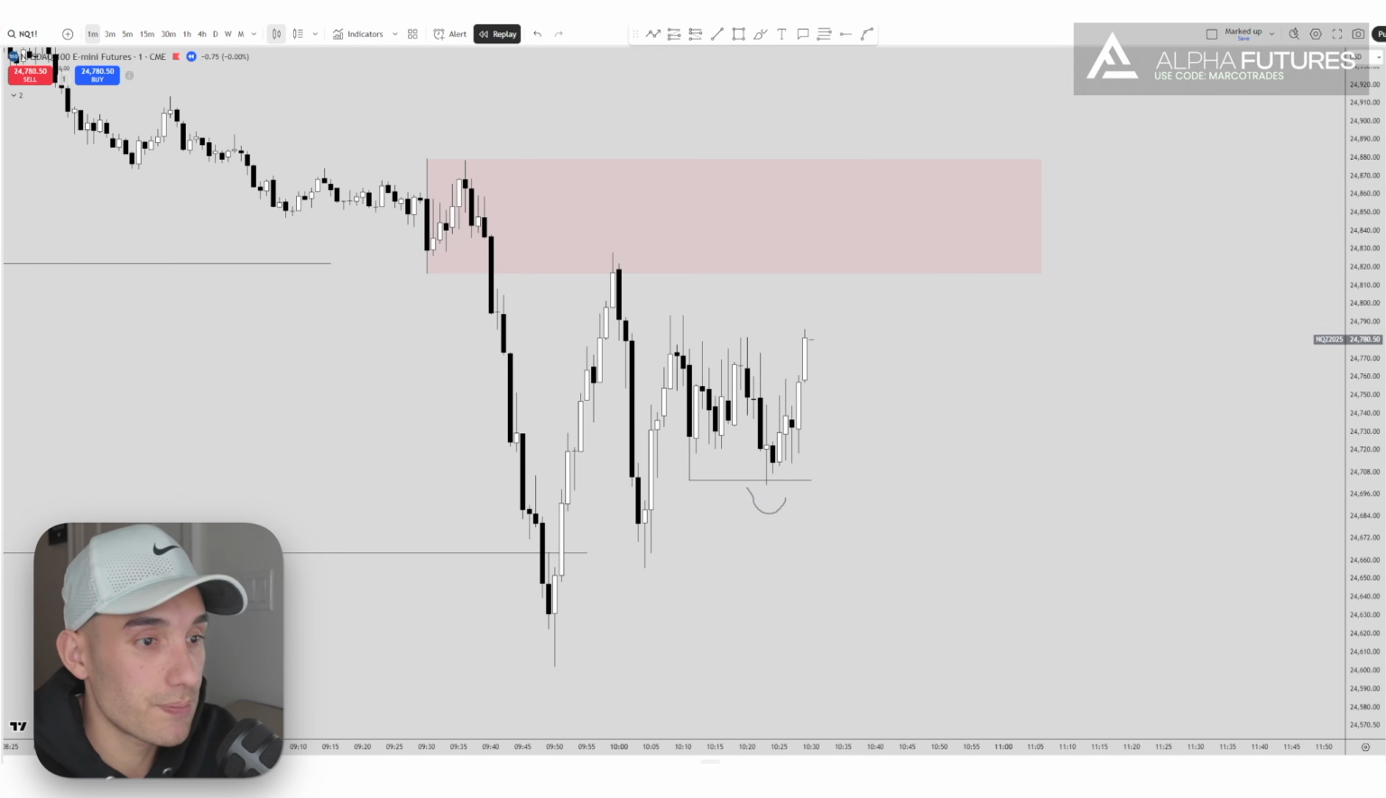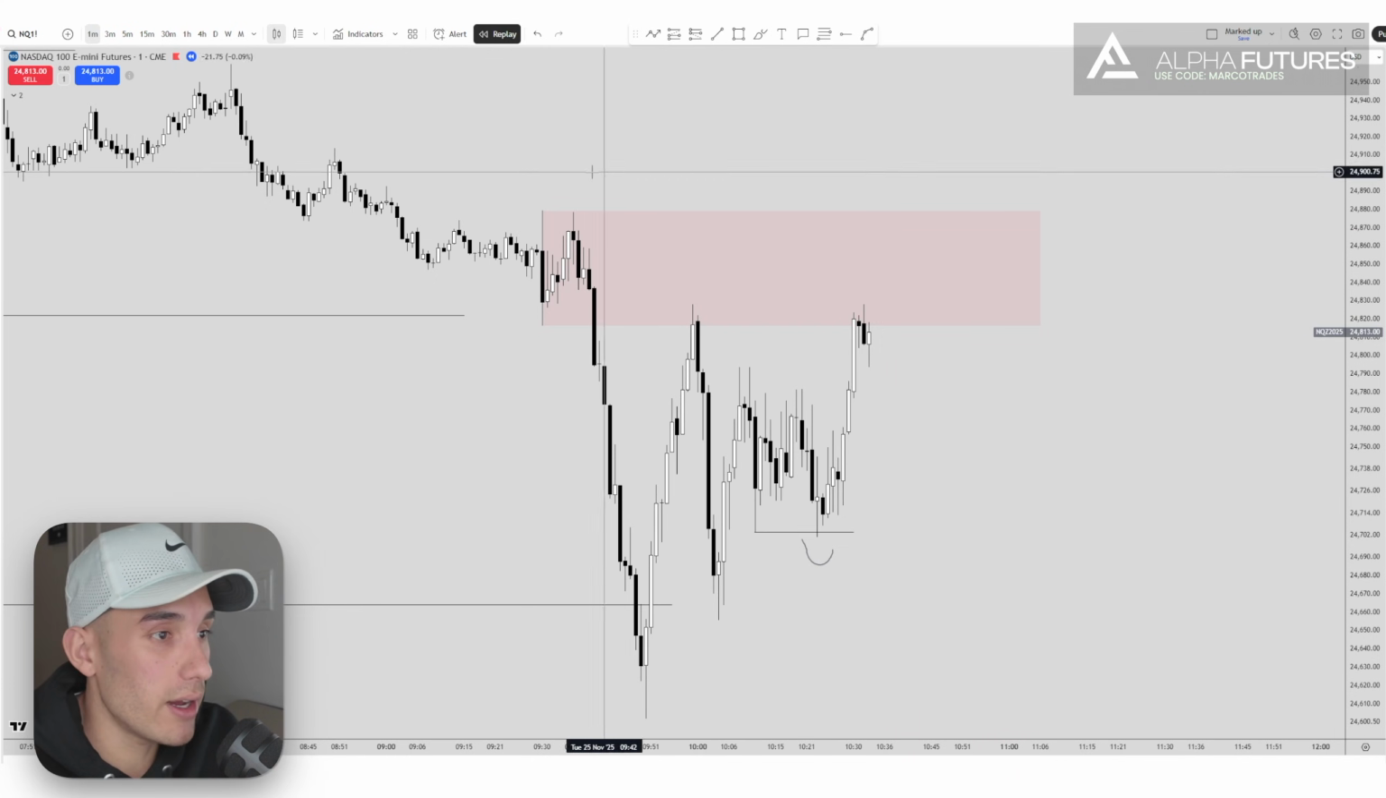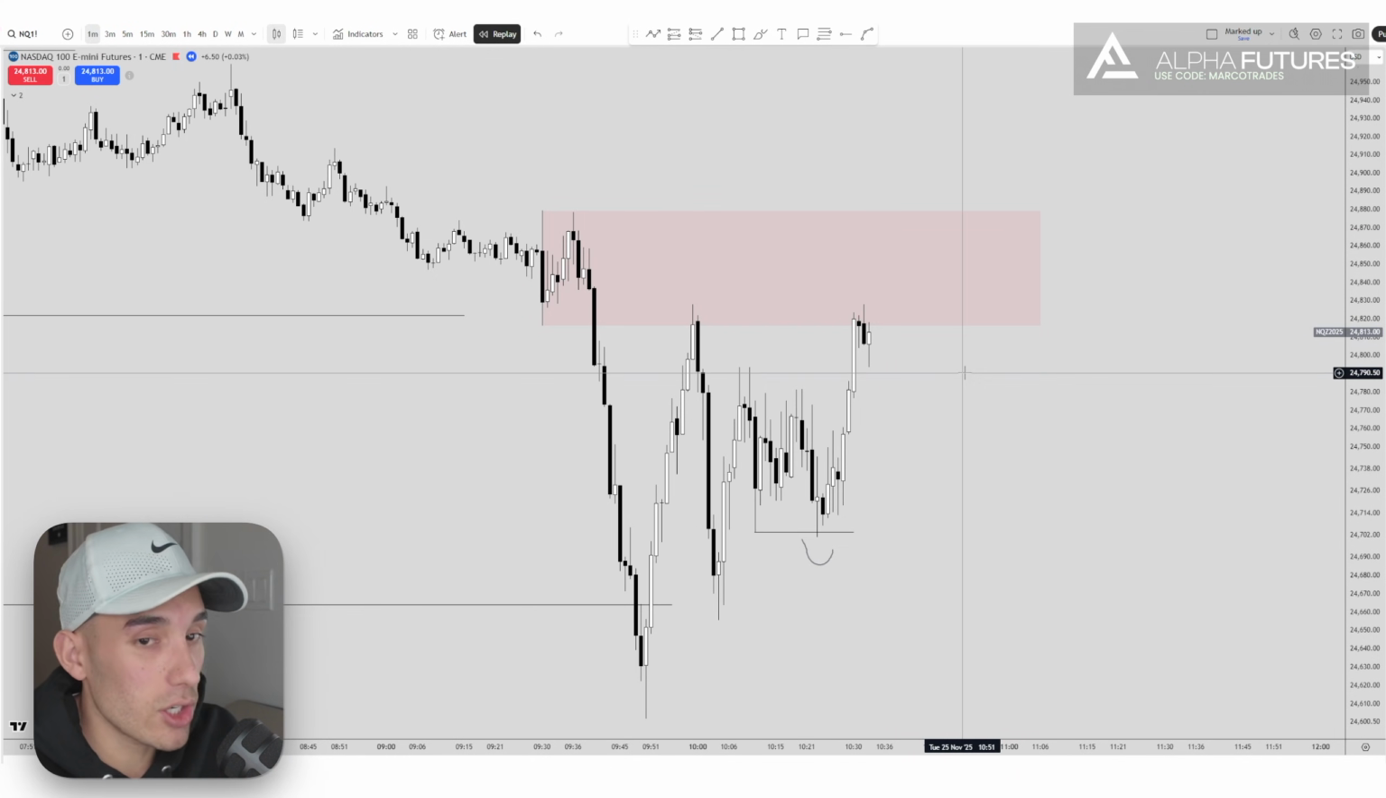So look what price does. We move up to the upside and look, we're trading within this area that sellers are looking to take entries from.